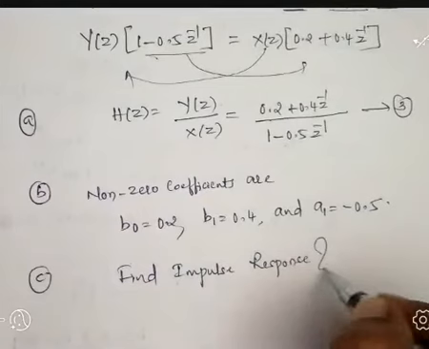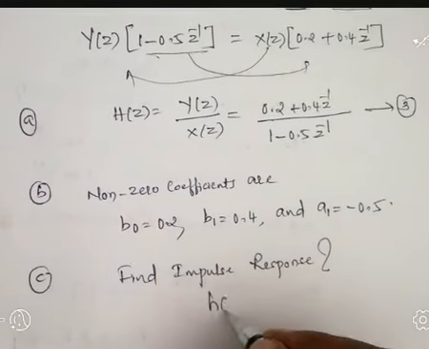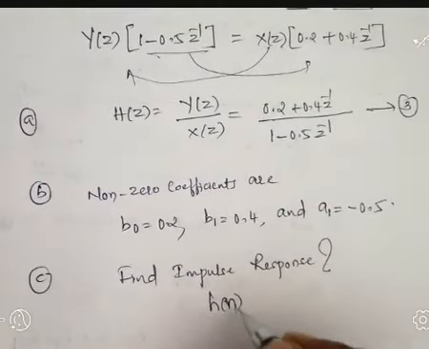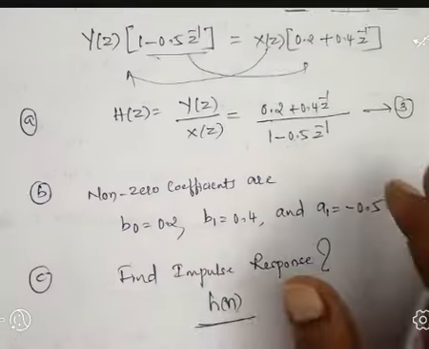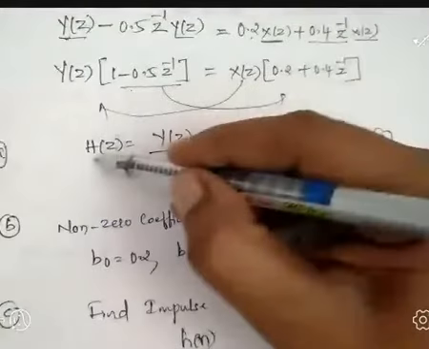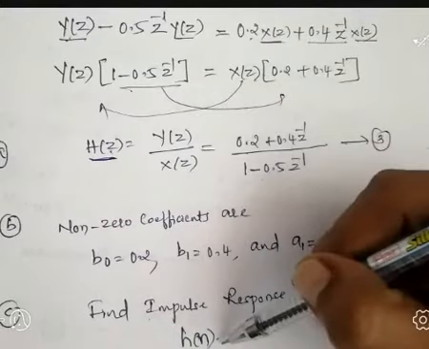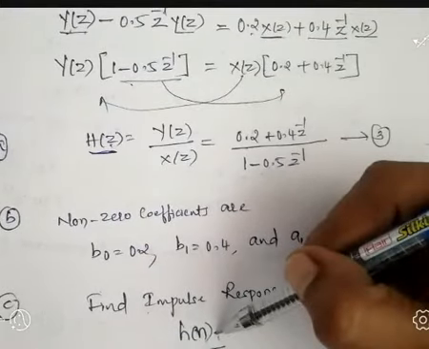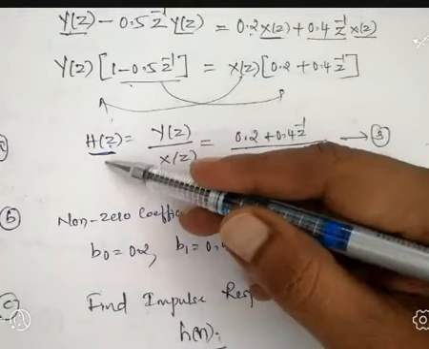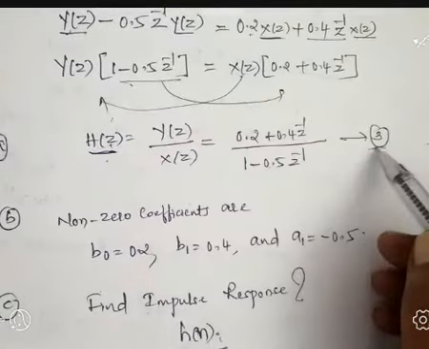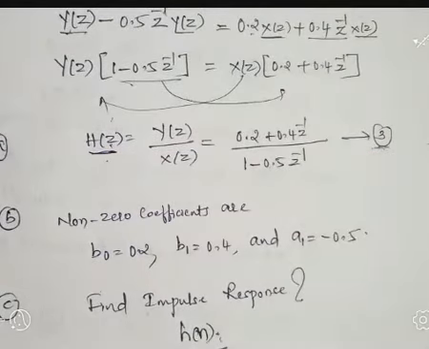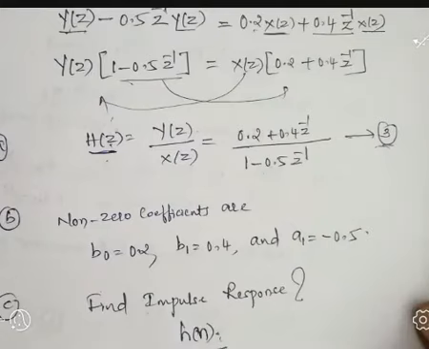The impulse response is represented as h of n. H of n means what? Simply, observe this one, h of z. How are we going to calculate the impulse response h of n? By taking the inverse Z transform of this one. So this is represented as equation number 3. Now I am going to take the inverse Z transform for equation 3.